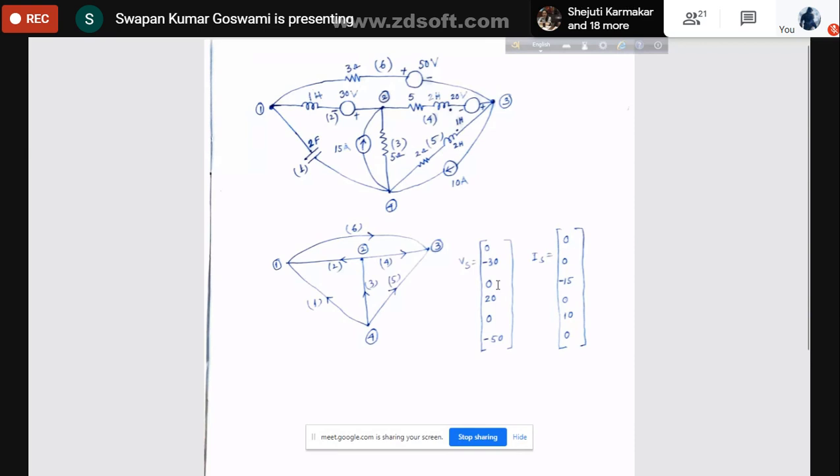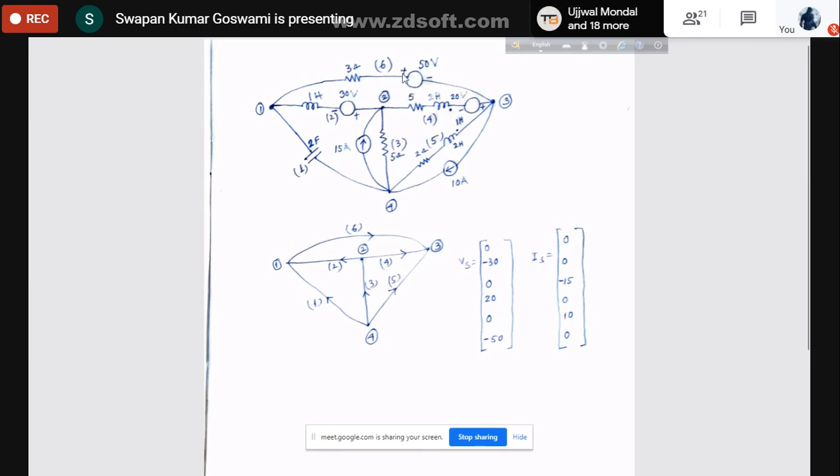Element 4 is again a voltage source with series impedance. This is the positive polarity and negative terminal of the source, and the direction assigned is this one. So this direction and the natural direction of current through the branch because of this source, this is the natural direction of current. That means current should come out of the positive terminal. So here you see that this is a positive source, plus 20 volt. Then element number 5, again this is a current source, so no voltage source is there, it will be 0.